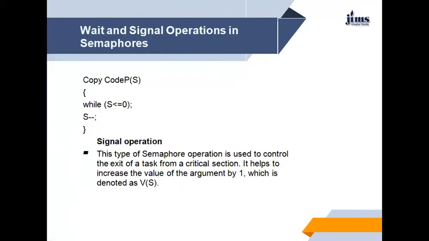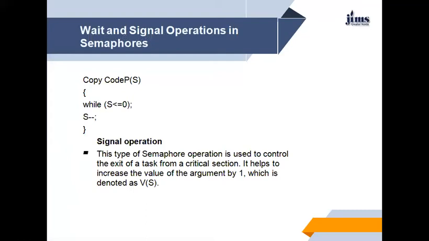Wait and signal operations in semaphore. First we will see the wait, that is wait S1 or P(S): while S is less than or equal to 0, then S minus minus. In the signal operation, we wait S1 and then increment the value, C plus plus; if C is less than or equal to 0, signal S2, else signal S1. For wait we use P(S), and for signal we use V(S).